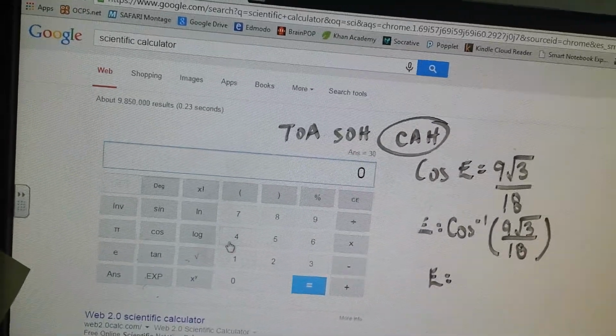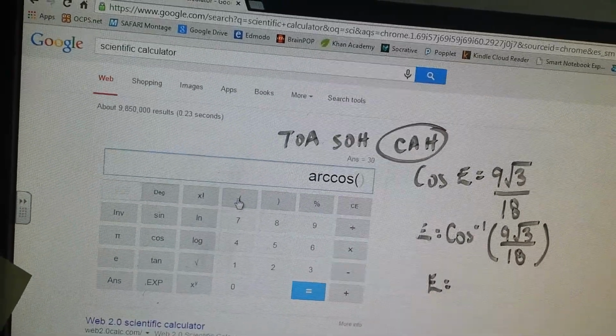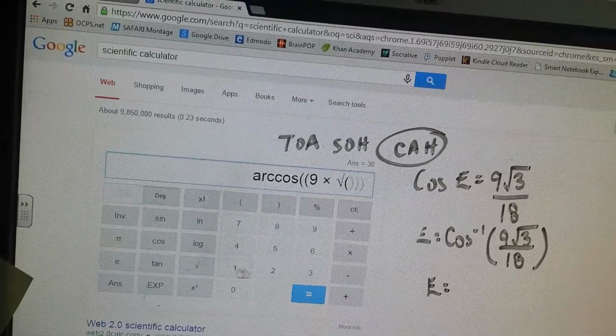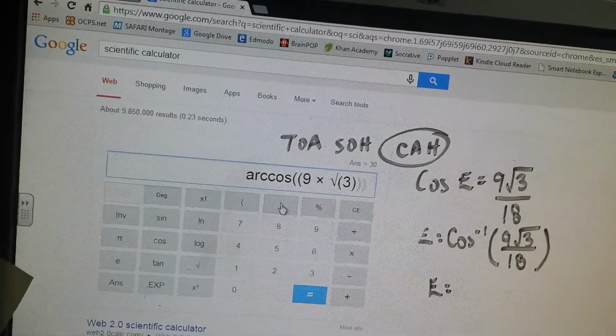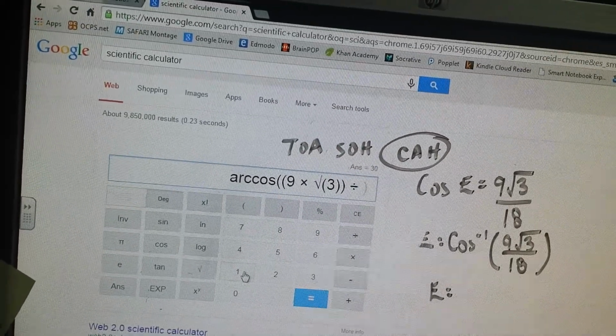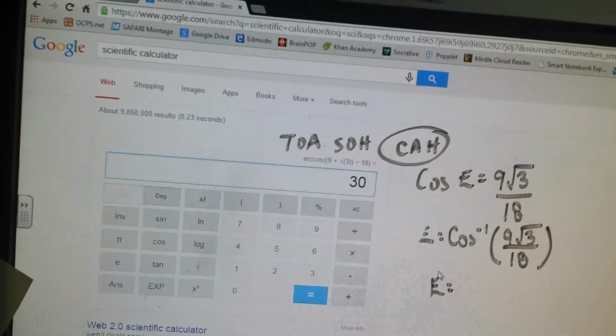So you could put it in forwards, which would be inverse cosine, open parentheses, so open another one, so you could just do 9 times radical 3, close the parentheses for the radical 3, close the parentheses for the top, and then divide it by 18 and close the parentheses for the whole thing. So exactly the same thing.